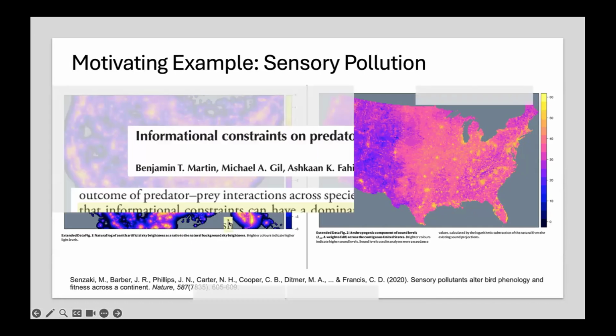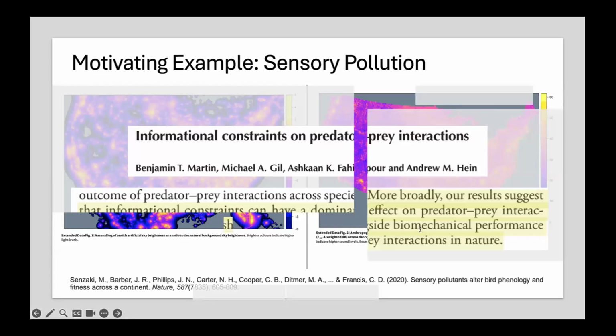And more generally, recent work has also shown that informational constraints, like sensory pollution, can be the primary driver of interspecies interactions. That said, sensory pollution impacts are realized at the level of individual organisms' perception and their ensuing behavior. So, how can we account for its impact in a community model that abstracts that behavior to a small set of interaction rates?